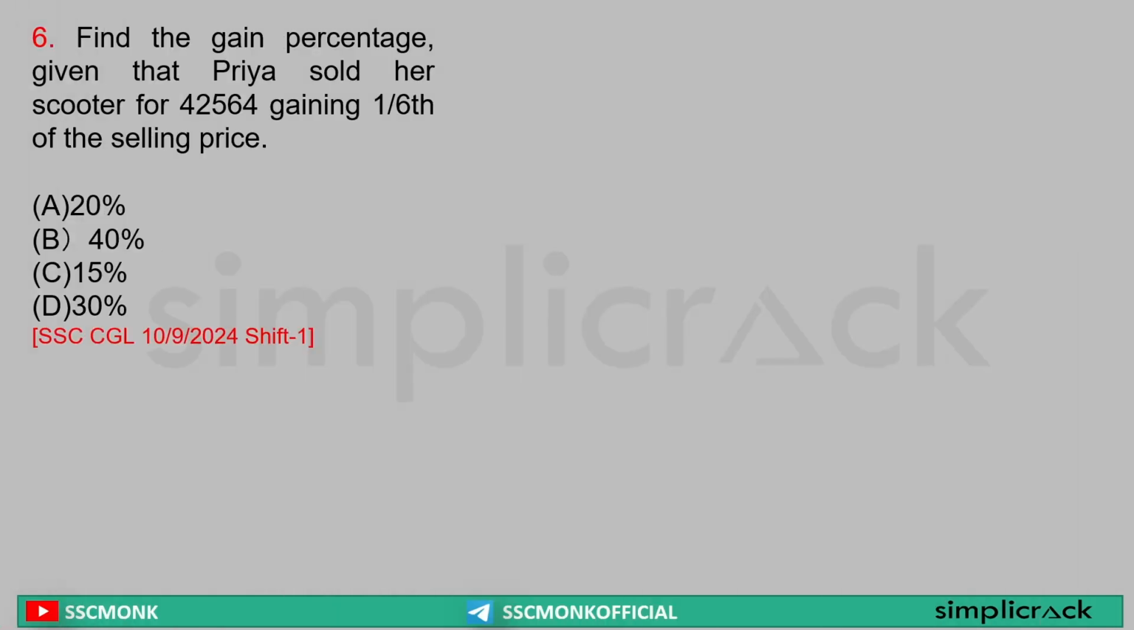Sorted? Next. Find the gain percentage given that Priya sold her scooter for 42564, gaining 1 by 6th of the selling price. Now, Priya sold her scooter for this much. That means this is the selling price. Gain is what? 1 by 6th of the selling price. 6 7s are 42, 0 as it is. 6 8s are 48, 6 9s are 54, 6 4s are 24. So this is the gain.